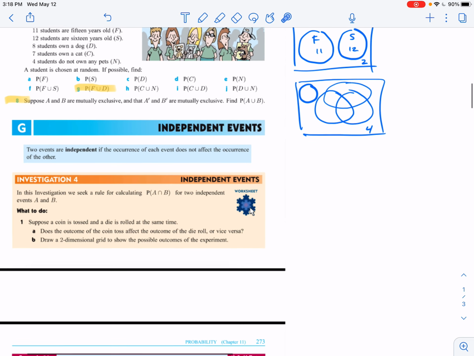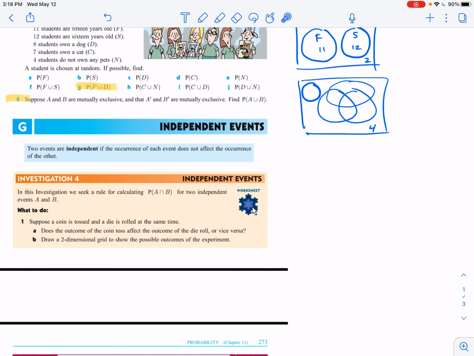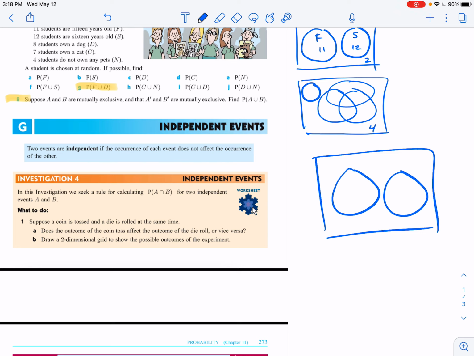Suppose A and B are mutually exclusive and that A prime and B prime are mutually exclusive. Find A union B. Okay, here's what happens. If A and B are mutually exclusive, that could look something like this. So here's A, here's B, they're mutually exclusive, life is good. But what they're saying is that A prime and B prime are mutually exclusive. Well, I'm going to shade A prime roughly. Pretend I can color within the lines. This is why I don't teach kindergarten. I'm kidding. Okay, that's A prime-ish.